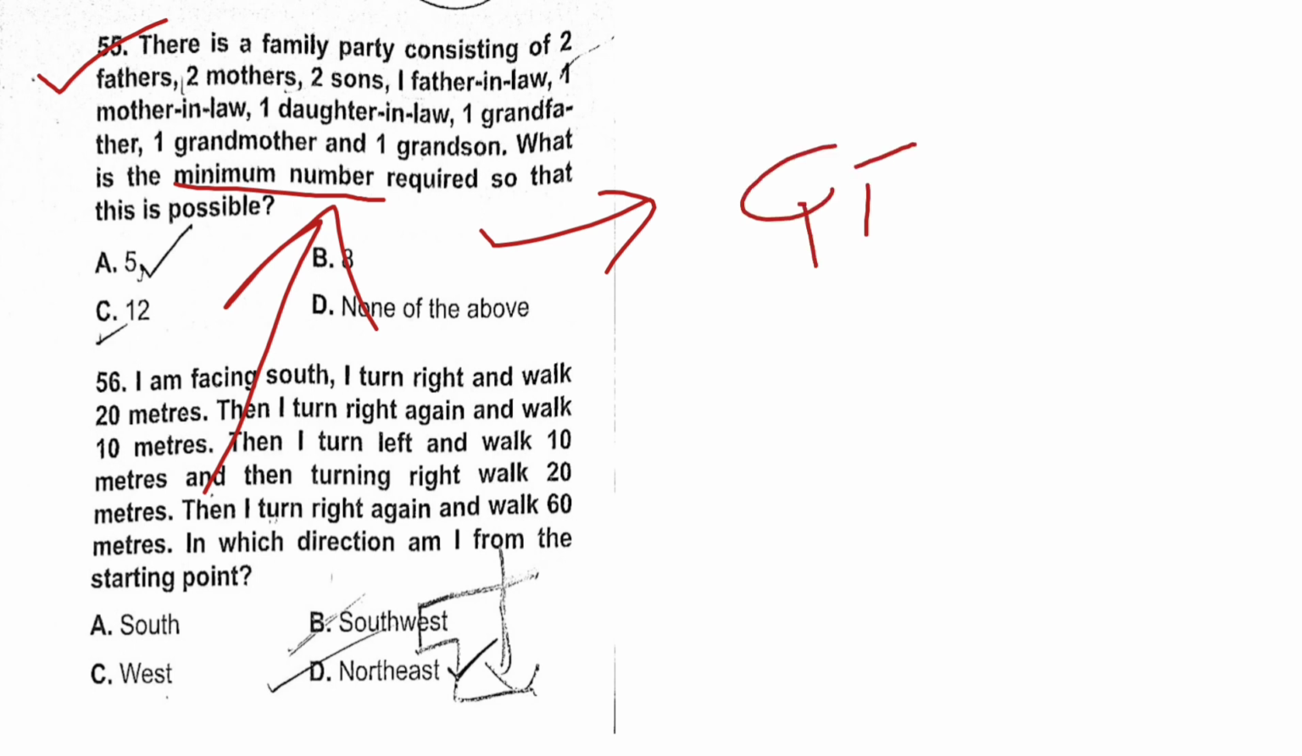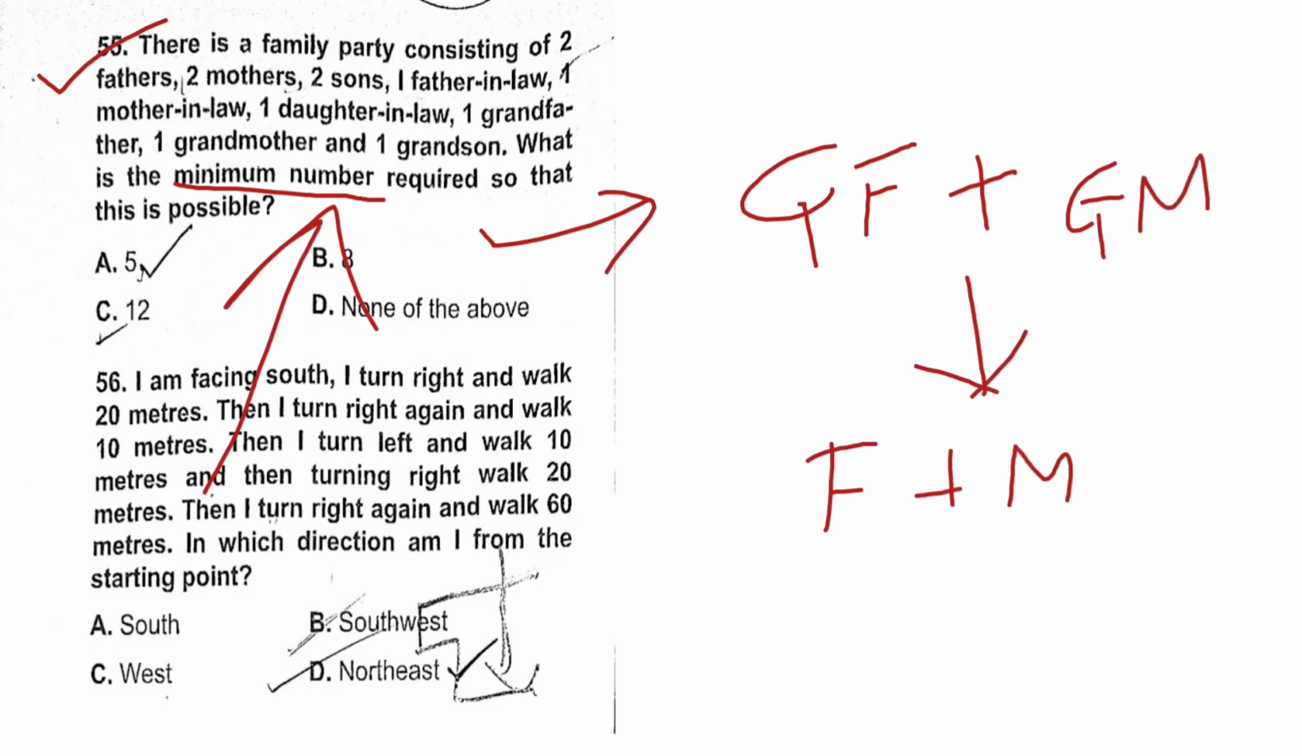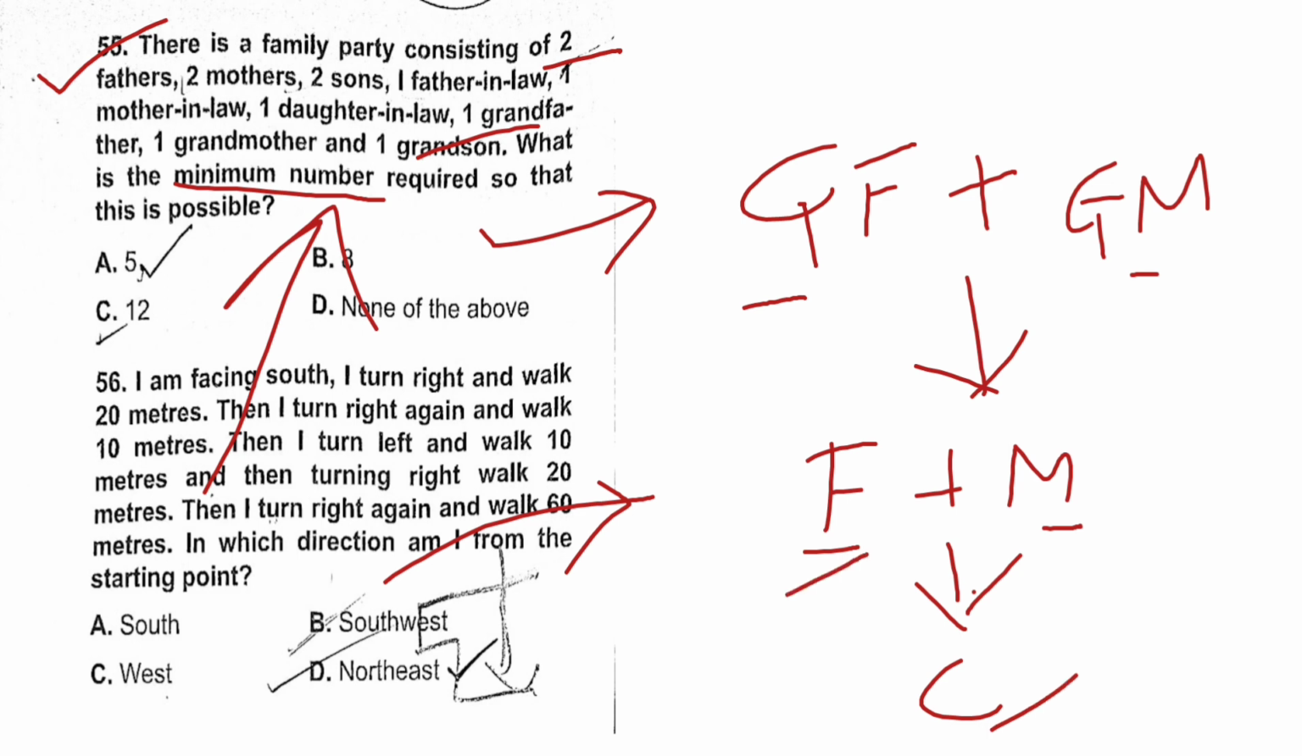So, how does the basic family tree start? Firstly, we have grandfather, grandmother, then we have a father, mother, then their offspring or children. The question says minimum number of people, so we have to adjust people in this tree so that the number is minimum. The question says two fathers, two mothers, two sons. This is one son, this is another son.